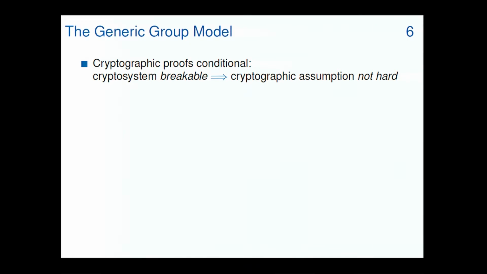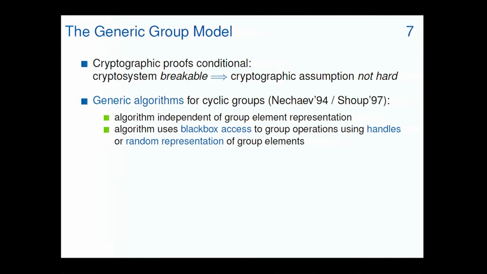In the second case, we want to have an algebraic attack against the assumption. So just to give a bit of context, as we all know, cryptographic proofs are usually conditional. That means if a crypto system is breakable, then the proof ensures that the cryptographic assumption that it's based on cannot be hard. So to actually look at the assumptions on their own, we base the security of a scheme on an assumption, but we want to know if the assumption is also hard.